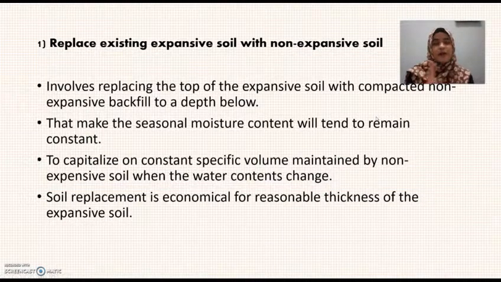And there are three methods that we can use to reduce the shrink and swell behavior of expansive soil. The first method is replacing existing expansive soil with non-expansive soil. This process involves replacing the top of the expansive soil with compacted non-expansive backfill to a depth below, and this can make the seasonal moisture content tend to remain constant.